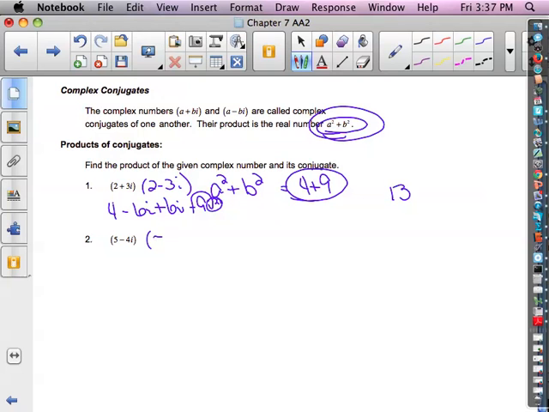For the second one, 5 plus 4i. Again, those middle terms will cancel. So you will have a squared, which would be 25, then plus b squared, which will be 16, which should give you 41.